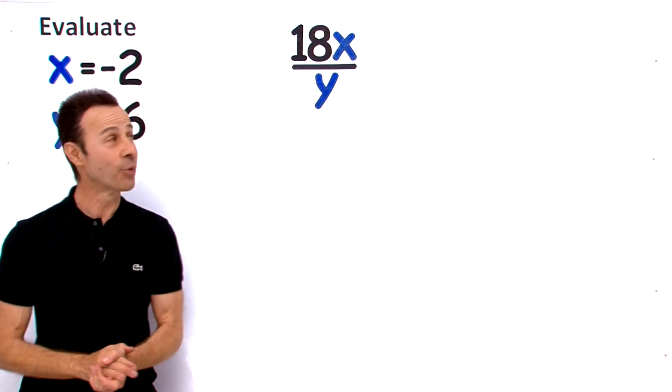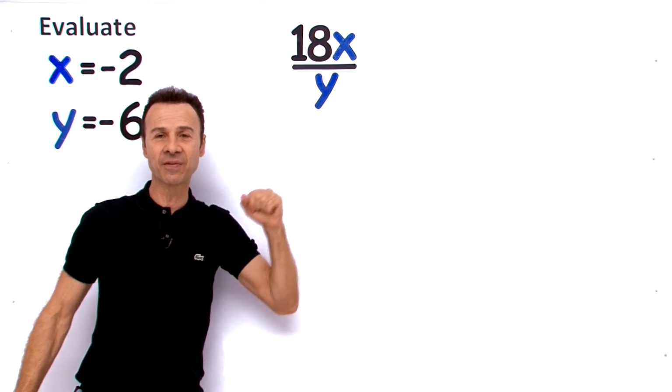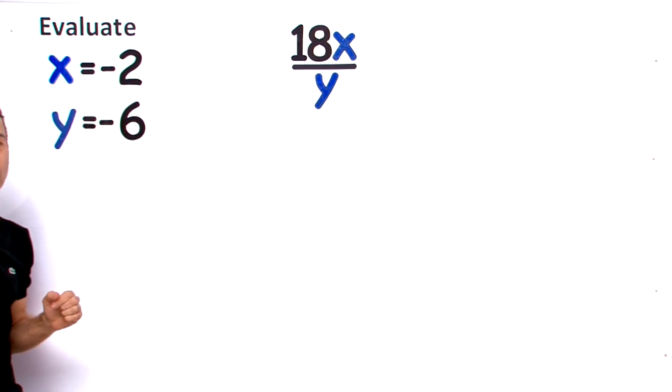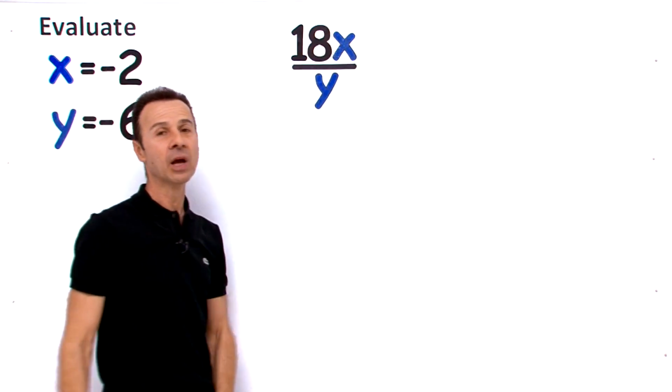Okay, let's evaluate 18x over y. Now the good news is the x and the y, they've given us values. They are x equals -2, y equals -6. All we have to do is drag and drop these two guys into the x and y respectively.